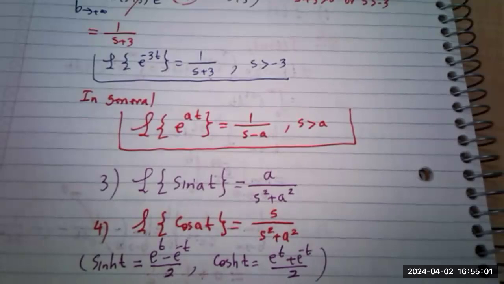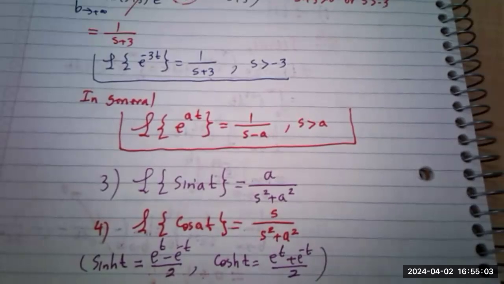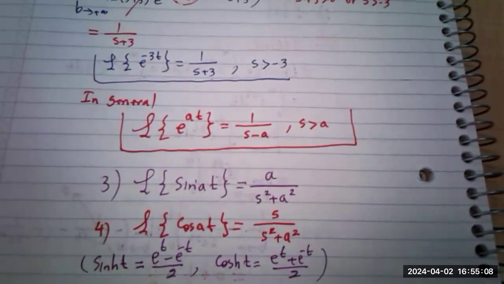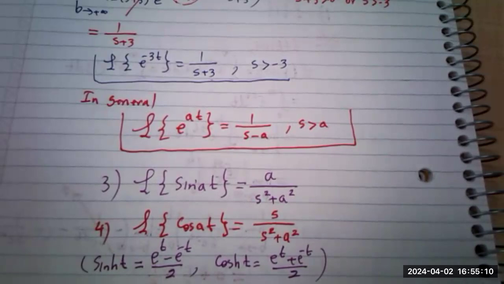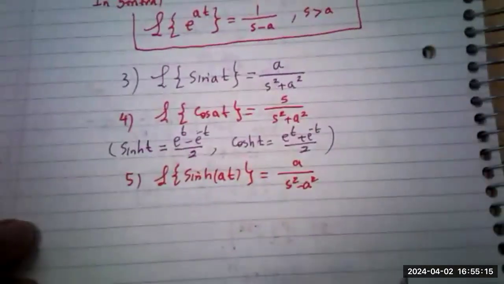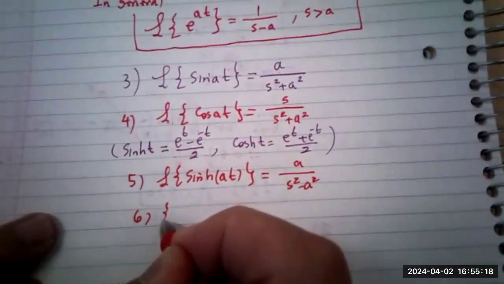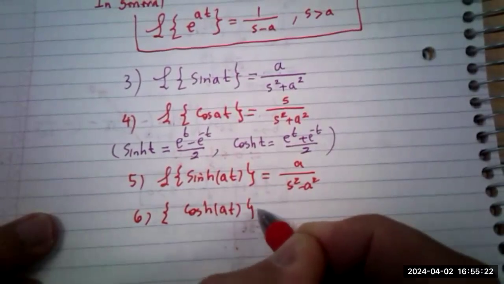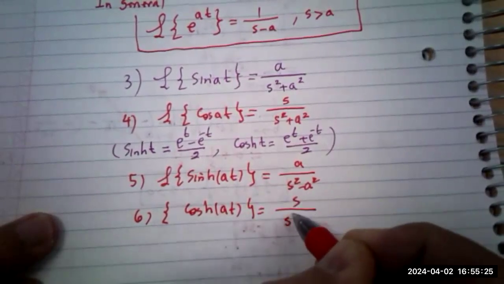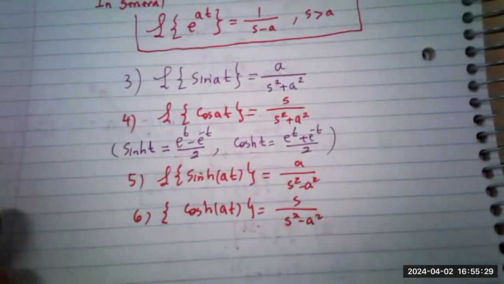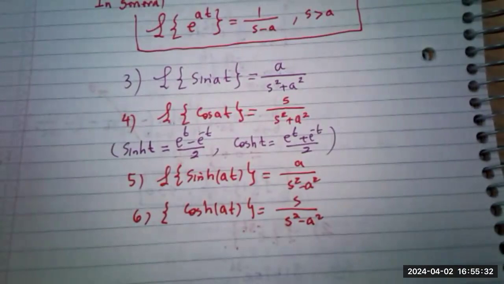So I give you the fifth one, the Laplace transform of the sine hyperbolic of AT. It's going to be A over S squared minus A squared. And if you want to use the cosine hyperbolic of AT, that gives you S over S squared minus A squared. We are going to have some other method to find this, the method of partial fractions, like in Calculus 2. It's good to know they are available.